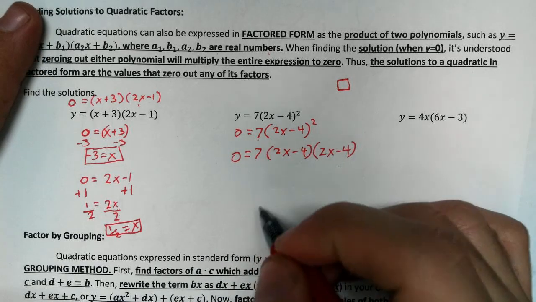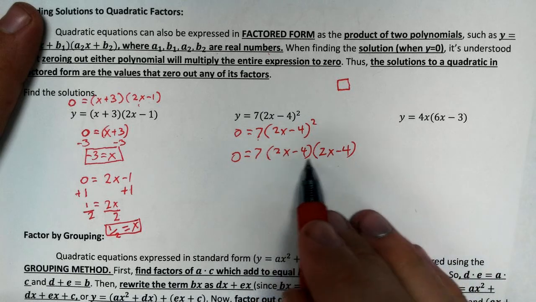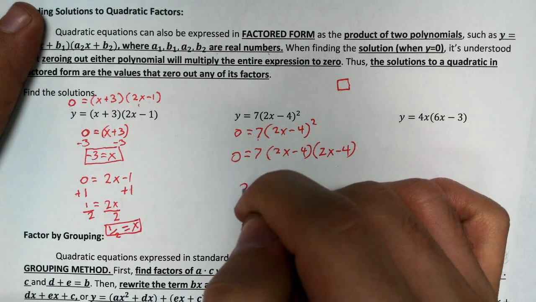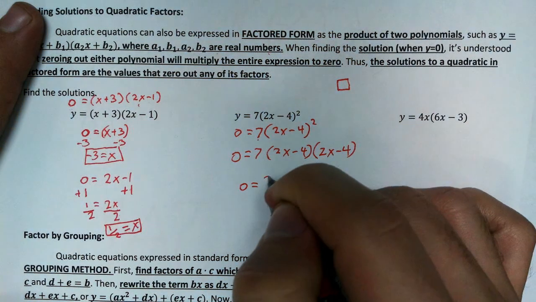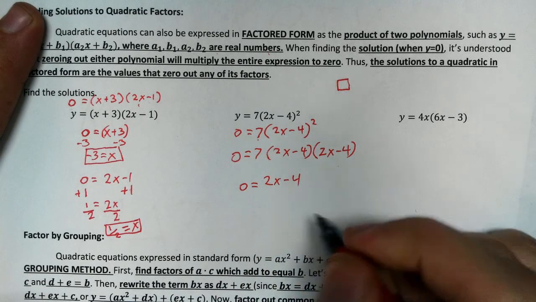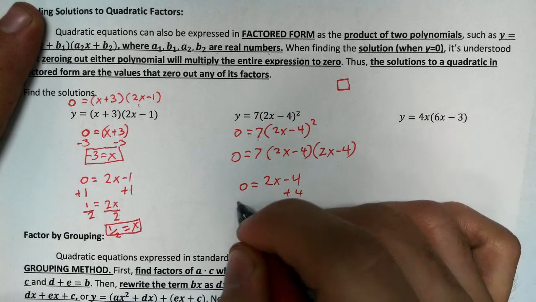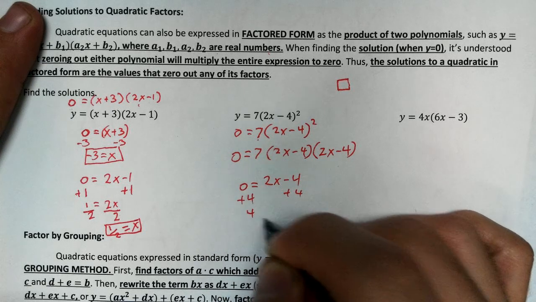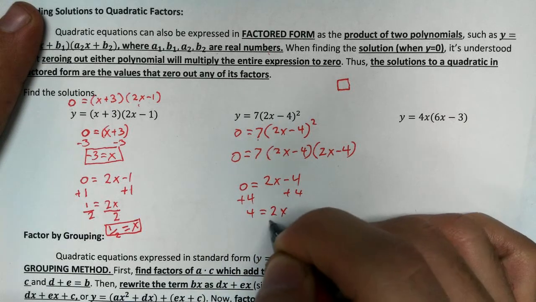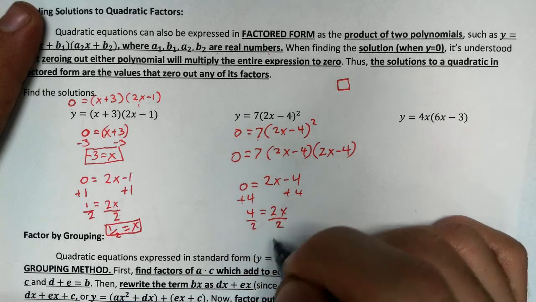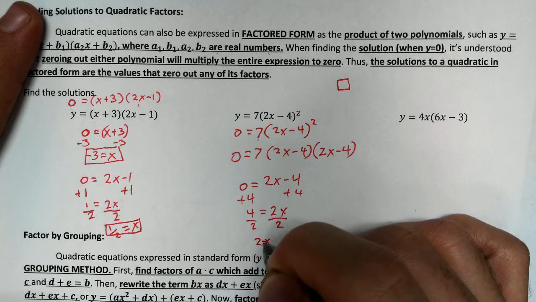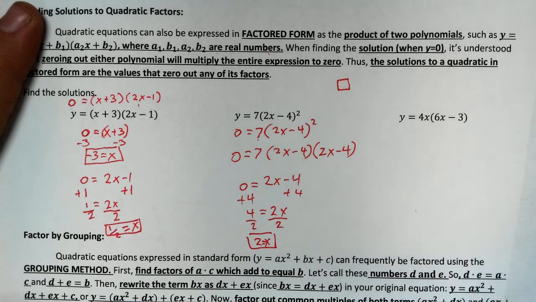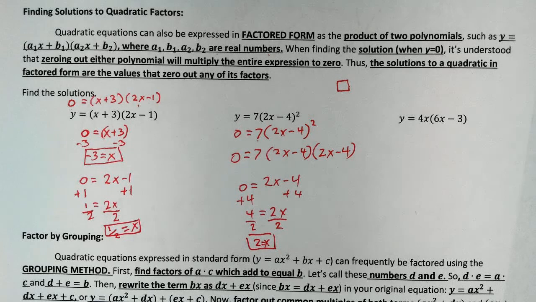Okay, so let's go ahead and find that. Again, we realized we can get this to 0, the whole thing goes to 0, so we're going to look for when 0 equals 2x minus 4. Add 4 to both sides, and 4 equals 2x, divided by 2, so 2 equals x, right there. Sorry, it's a little bit sloppy. Okay, and that is one of our factors.